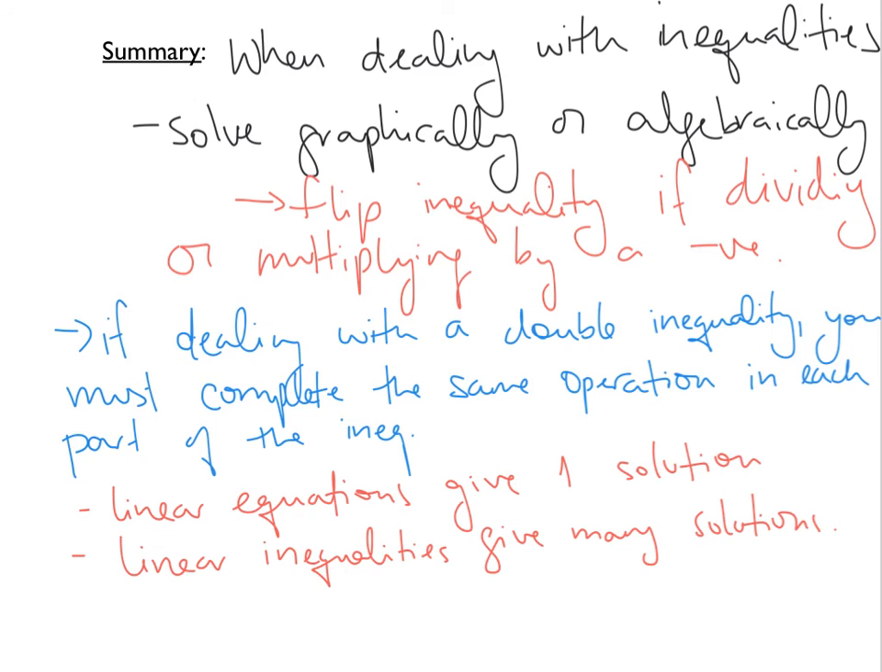So just to summarize, when we're dealing with inequalities, we take the same approach as we did when we solved polynomial equations. So we can solve graphically or algebraically. We need to flip the inequality if we're dividing or multiplying by a negative. If you're dealing with a double inequality, you must complete the same operation in each part of the inequality, so the left-hand side and right-hand side. And then linear equations give you one solution, linear inequalities give many solutions.